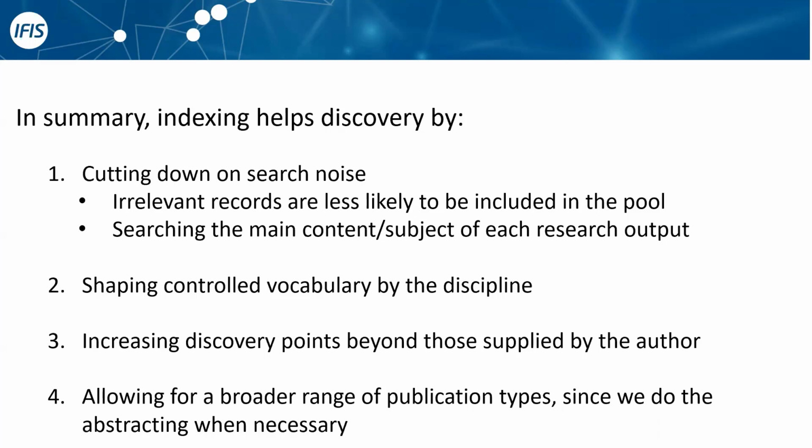And finally, because abstracting and indexing databases will write an abstract for publication types that don't have them automatically, this allows for a broader range of publication types to be discoverable, which, depending on the focus of your research, can be really, really helpful. Within food science, it can be helpful. For instance, if you're doing winemaking, there's a lot of important research that's reported in trade publications that just otherwise would not necessarily be available to researchers.